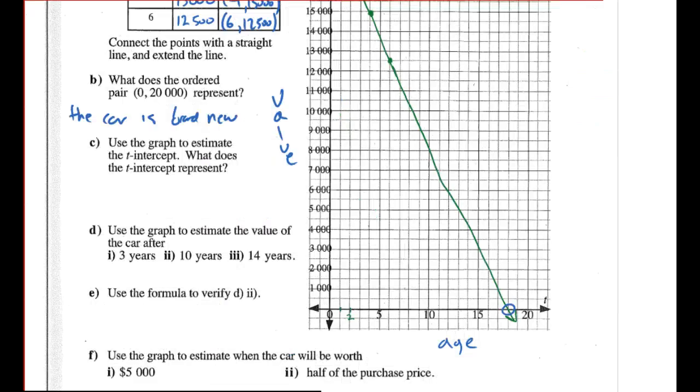So if I'm looking at this over here, this coordinate would probably be something like 18, 0. Unfortunately, what this means is that the car is now a piece of junk. It's worth nothing. It's 18 years old.